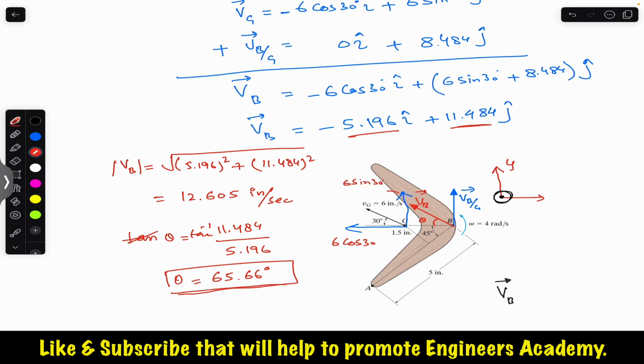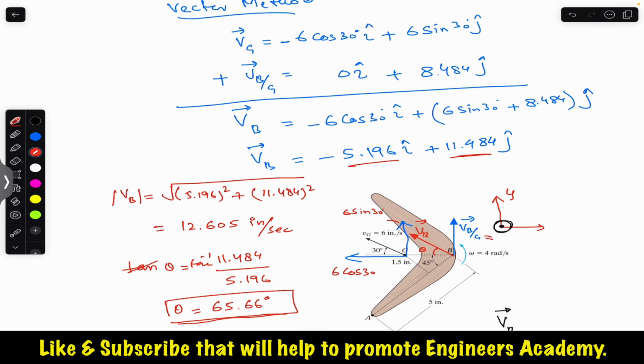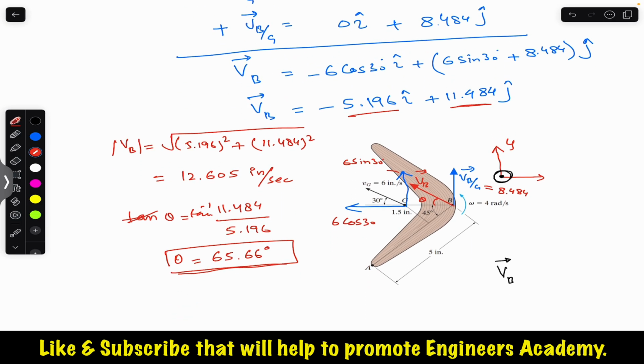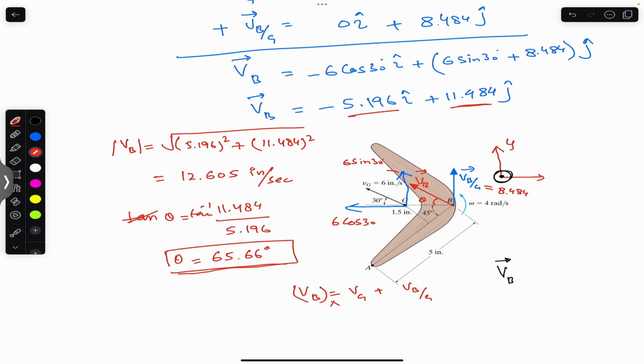And similarly, we know the magnitude of this VBG, which is 8.484. Now again, if we apply that equation, the velocity of B equals the velocity of G plus the velocity of B relative to G. For the scalar method, we need to consider only the x component. So we need to remove these arrowheads, and we will write this as x, this is x, and this is x. So we will add up all the x components.